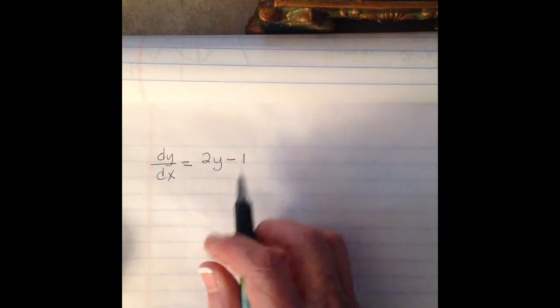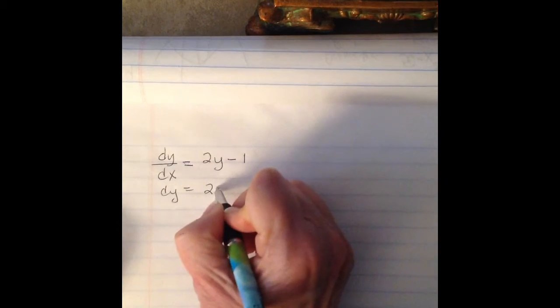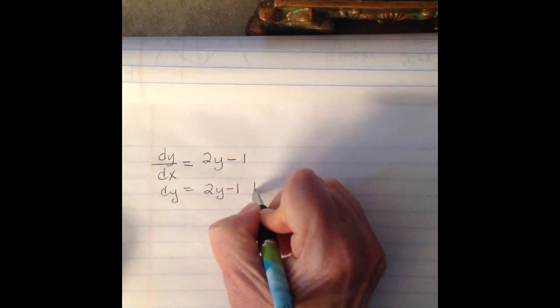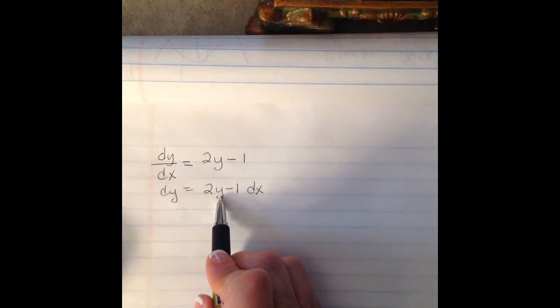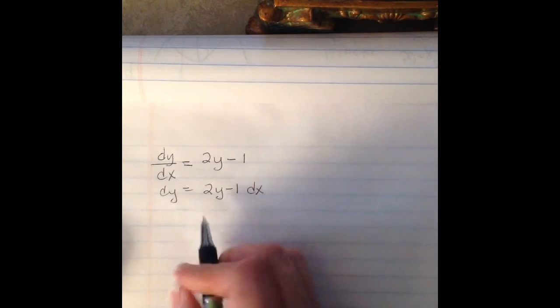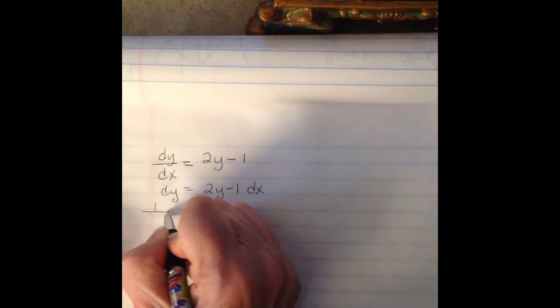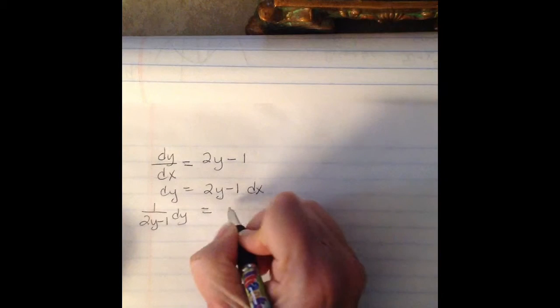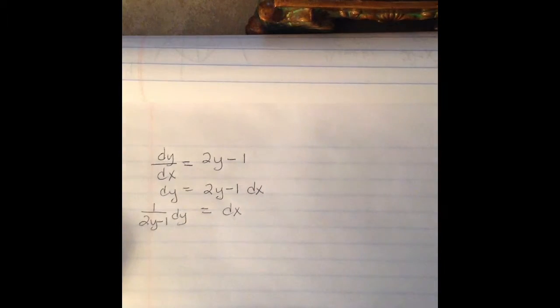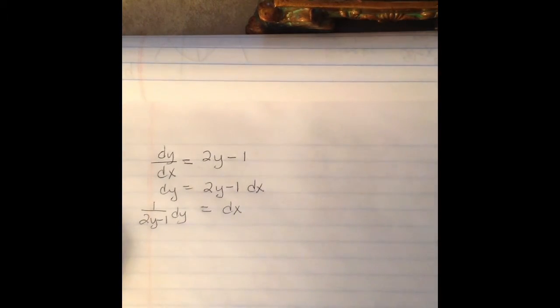So first thing I'm going to do is multiply both sides by dx. So I get dy equal 2y minus 1 dx. Now I'm going to divide this 2y minus 1 to the other side. So if I do that, I'll have 1 over 2y minus 1 dy equal dx. Once I've got them separated, now I'm going to integrate both sides.